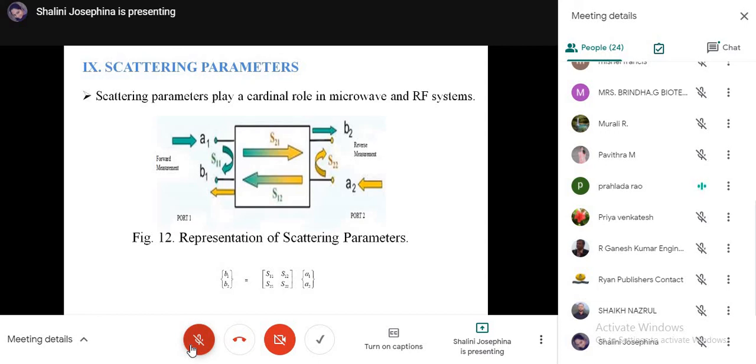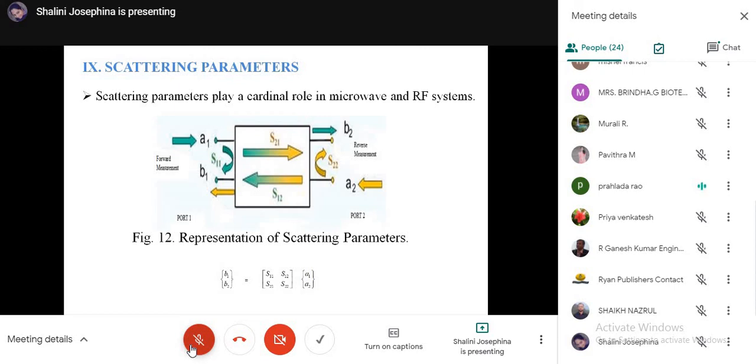Now coming to the latter half of the talk, that is your scattering parameters. Scattering parameters are the parameters that are used for the analysis of any microwave circuit. These scattering parameters are also called your S parameters. They play a very important role in microwave and RF systems. Now consider this figure 12 here. It is a two-port network where A1 is the input power and A2 is the forward power going into port 2, and B1 is the output power, the reversed power.